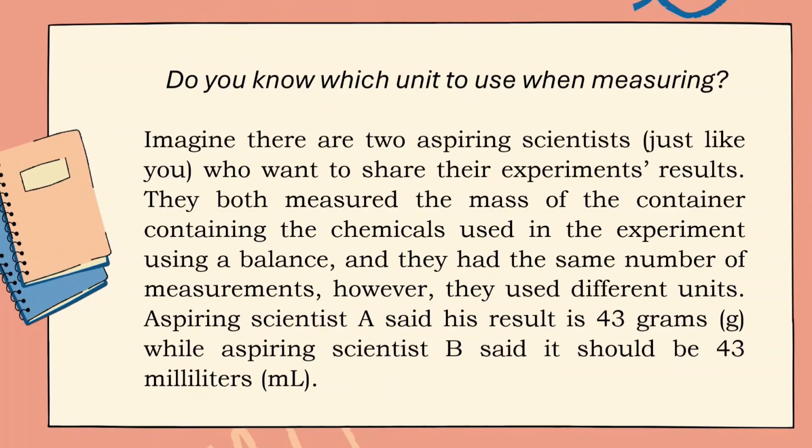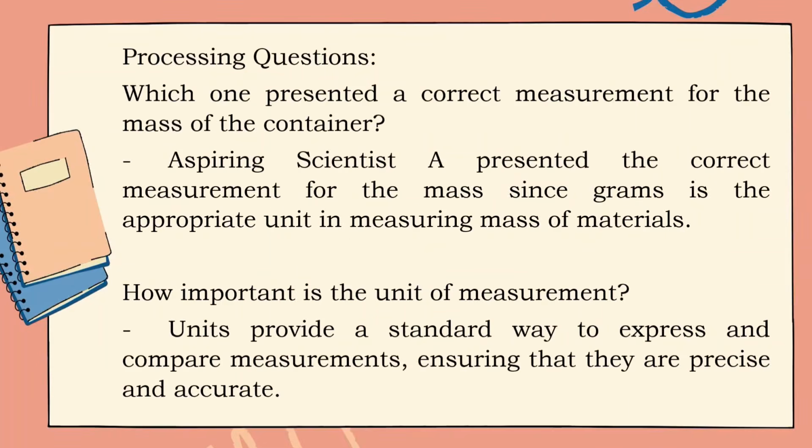Imagine there are two aspiring scientists who want to share their experiment's result. They both measured the mass of the container containing the chemicals used in the experiment using a balance, and they had the same number of measurements. However, they used different units. Aspiring scientist A said his result is 43 grams, while aspiring scientist B said it should be 43 milliliters. Now, which one presented the correct measurement for the mass of the container?